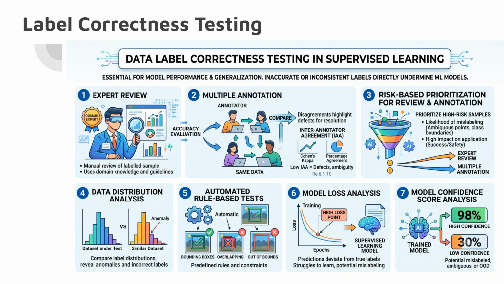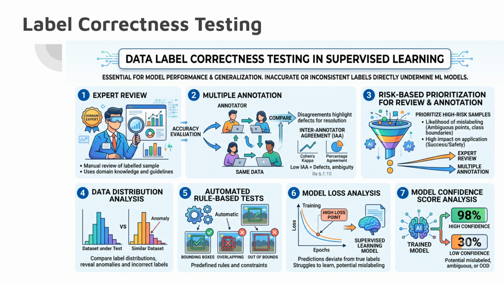Multiple annotation. Data points are independently labeled by multiple annotators and compared using a form of back-to-back testing. Disagreements highlight defects that need investigation and resolution. The Inter-Annotator Agreement, or IAA, can be measured using metrics such as Cohen's kappa or simple percentage agreement. Low IAA scores can indicate defects in labeling guidelines, ambiguous data, or poor annotation.